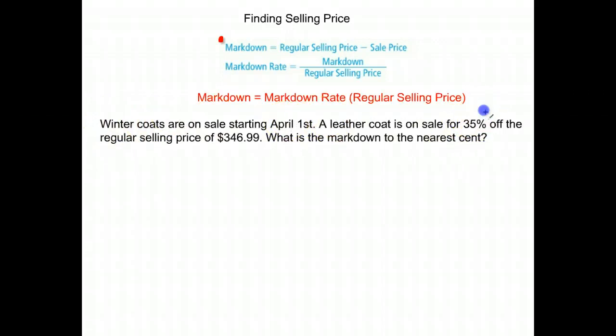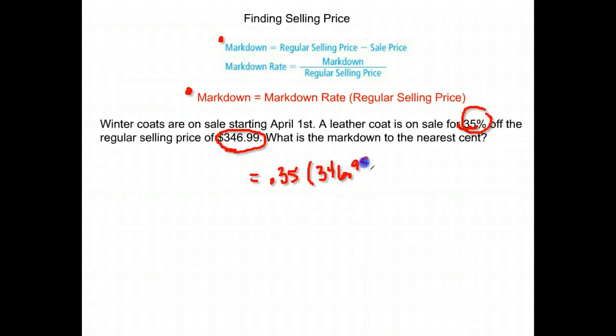Okay, it says winter coats are on sale starting April 1st. A leather coat is on sale for 35% off of the regular selling price of $346.99. What is the markdown to the nearest cent? Now for this problem, we're going to use this formula. The markdown is your markdown rate times your regular selling price. So in this case, our markdown rate is 35%. Move the decimal 2 places to the left. That gives us 0.35. Multiply that by the regular price of the coat, and we'll have our answer.